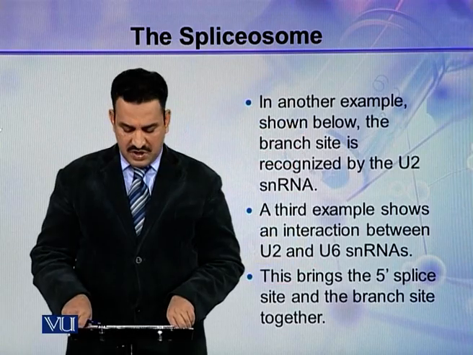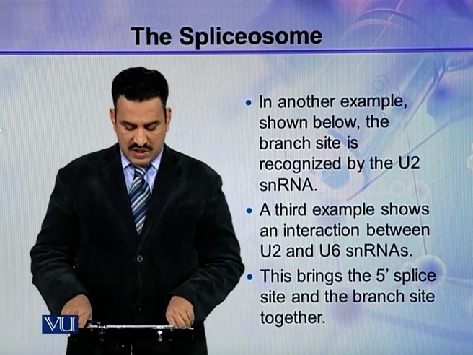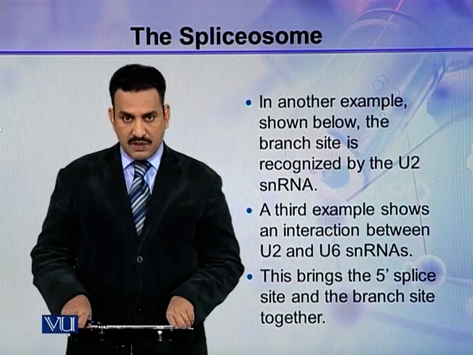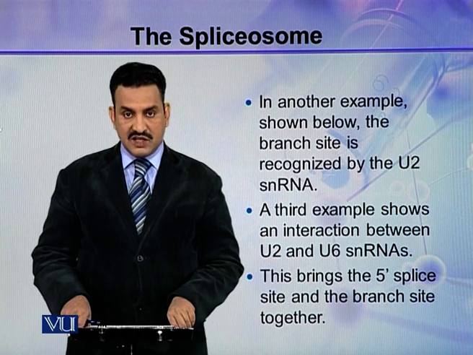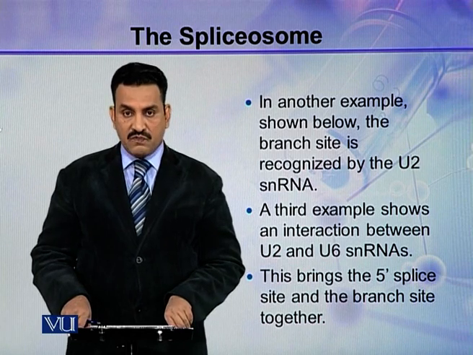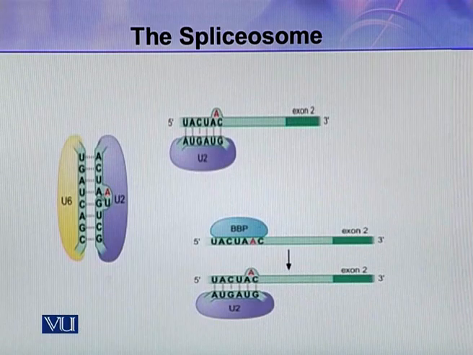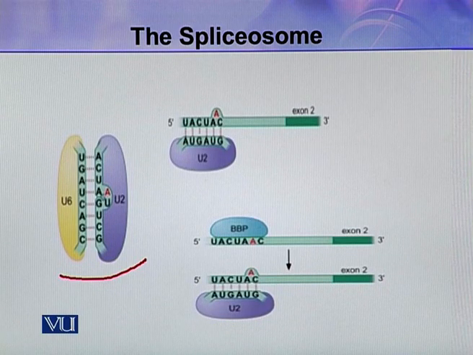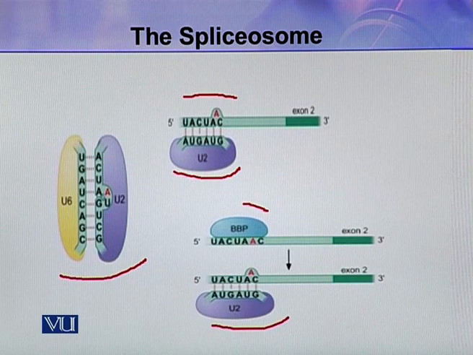In another example shown below, the branch site is recognized by the U2 snRNA. A third example shows an interaction between U2 and U6 snRNAs. This brings the 5' splice site and the branch site together. So here you can see different interactions. This is between U6 and U2. This is between U2 and the branch point sequence, and this is between BBP and U2, different pre-mRNAs. So these are the different interactions.